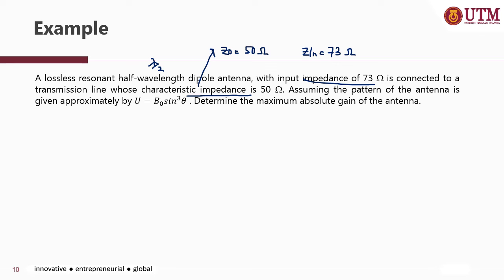Assuming that the pattern of the antenna is given approximately by this equation, where U is the radiation intensity, determine the maximum absolute gain, G abs max, or we can say G0 absolute of the antenna. Okay, in order to solve this, you need to have the equation for absolute gain in hand.